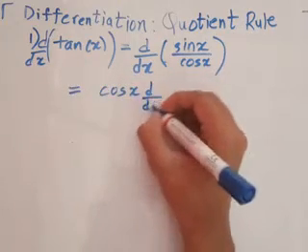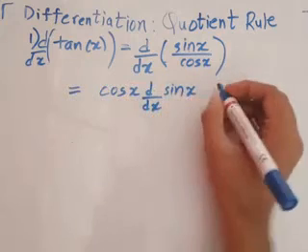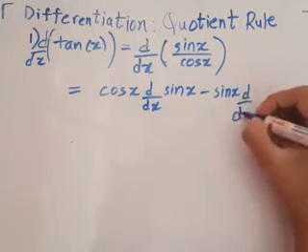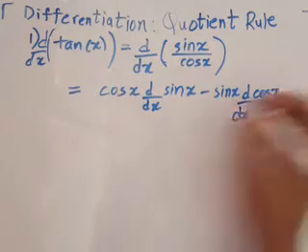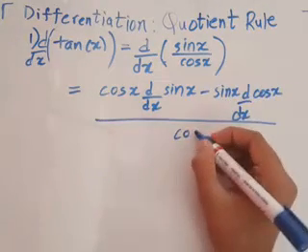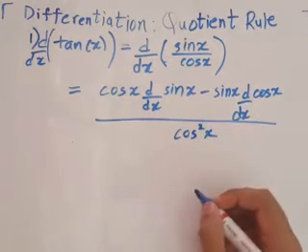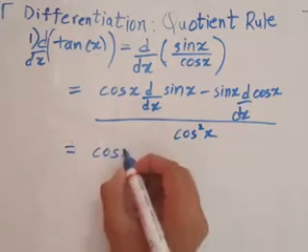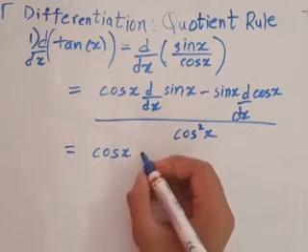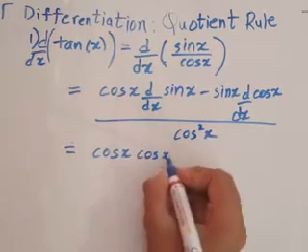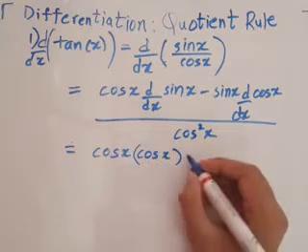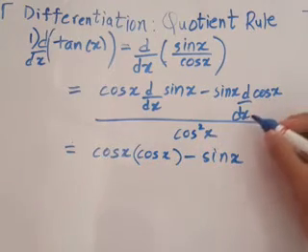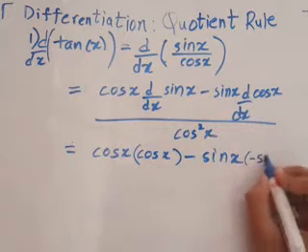low d high minus high d low, and don't forget upon low square, so that's cos square x. Low is of course cos x. The derivative of sine x with respect to x is also cos x, so cos x into cos x minus sine x, and the derivative of cos x with respect to x is minus sine x, upon cos square x.